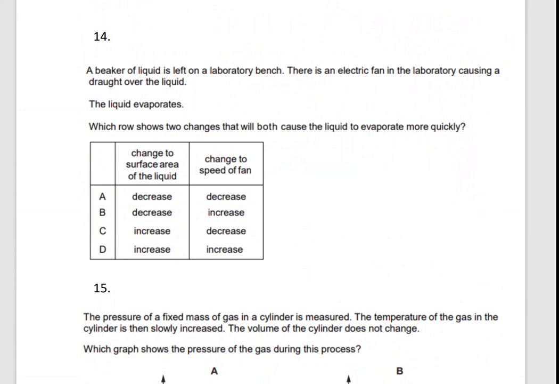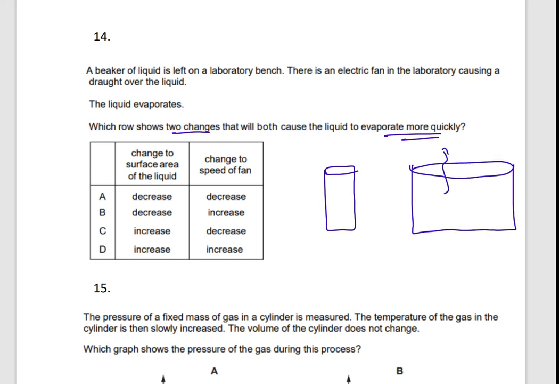Next question. Which row shows two changes that will both cause a liquid to evaporate more quickly? So obviously, the first thing is talking about the change in the surface area. If you leave a liquid in a vessel which has a smaller surface area and then in one with a larger surface area, obviously the one with the larger surface area would evaporate quickly. So change to the surface area of the liquid would increase the evaporation.